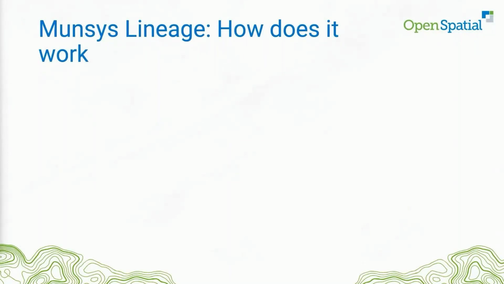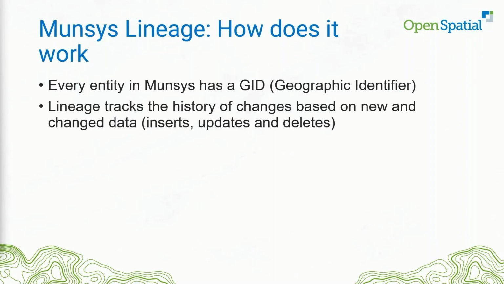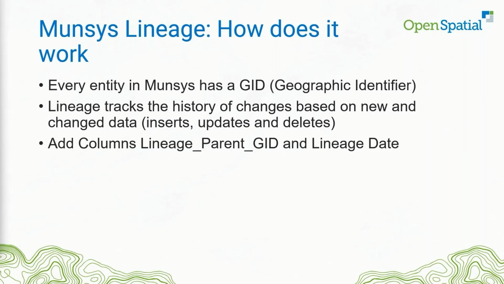Right, so that's the result of Lineage. So how does the Lineage work, actually? So let's go and have a look at that. So every entity in Munsys has a GID, or a geographic identifier. We then track the history of the changes based on new and changed data, so inserts, updates, and deletes. Now, what we're doing is when we create Lineage, we add two new columns to the table that we enable Lineage on.